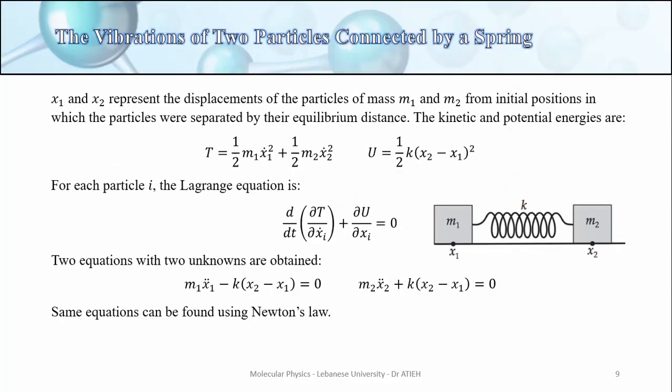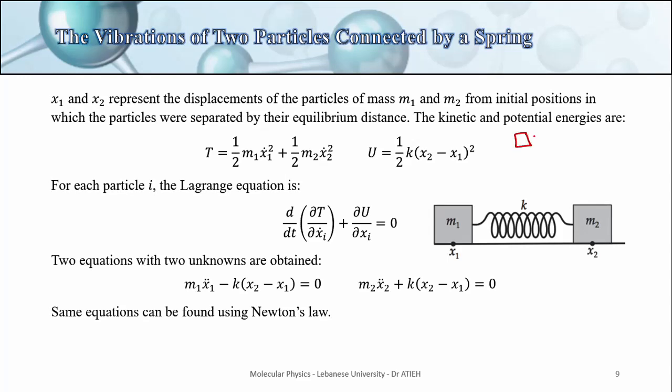Now, after studying the vibration of a single particle connected to a spring, understanding its elastic potential energy and its equation of motion, it's time to study the vibration of two particles connected with a spring. Let's consider two particles, M1 and M2, connected with a spring of stiffness K. Let's call X1 and X2 the displacements of the particles M1 and M2 from their equilibrium positions.